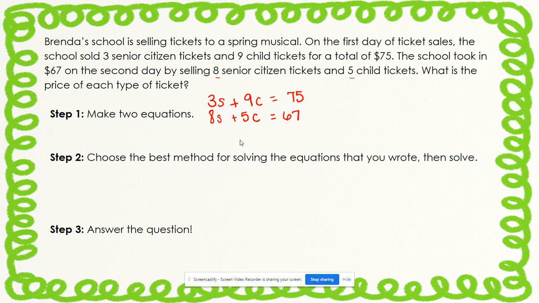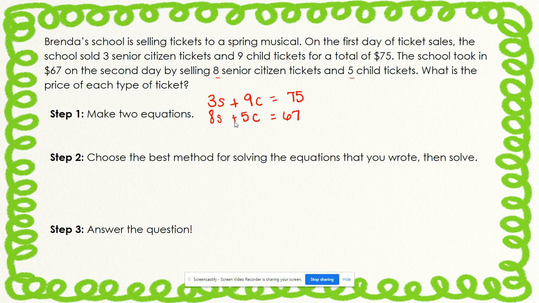And if I look at this, I notice that I can't really use substitution here because none of my variables have a coefficient of 1. But I also might have a hard time using elimination because I don't have any variables that are opposites. In this equation, my coefficient of S is 3 and this one is 8. In this one, my coefficient of C is 9 and this one is 5. Those aren't opposites, so I can't add the equations together. They're also not the same number, so I can't subtract the equations.